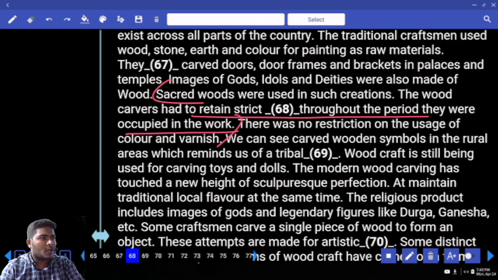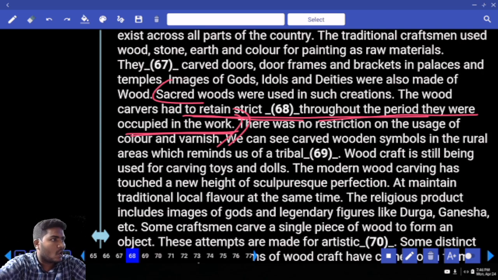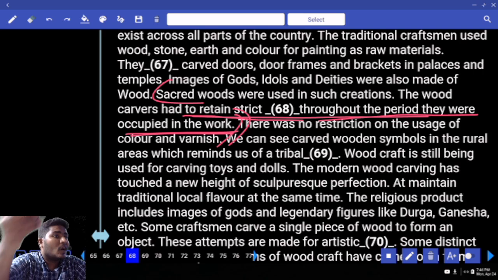They are very pious. What do you mean by pious? Pious. They are very devotional, they are very holy. Since they are carving the structure of a god, they follow some strict rules. That is the combination to retain strict austerity throughout the period they were occupied in the work. That means from the time they started carving that wood till the time they complete that wooden structure of god, they are very careful, they are very godly, they are very holy.